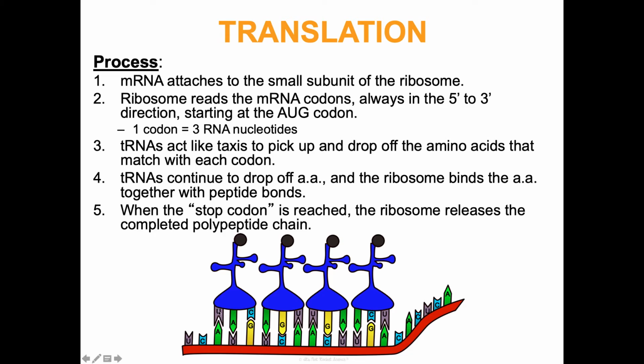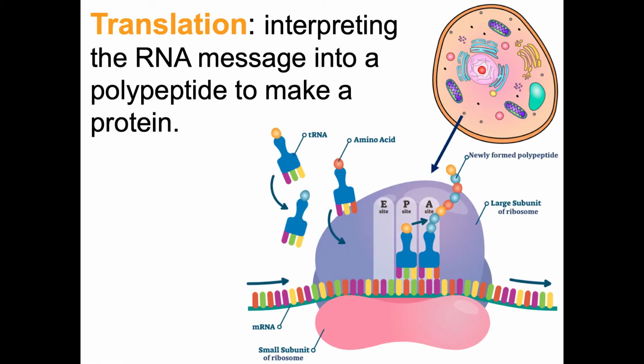Now, these tRNAs, these anticodons on them have an important role. Because they're the complement to the codon, it's almost like a puzzle piece. Do they fit together? If they do, that means that the tRNA brought the right amino acid. If they don't, that means it brought the wrong one and it won't drop it off. So that's one way that this process has a built-in proofreading to prevent mistakes.